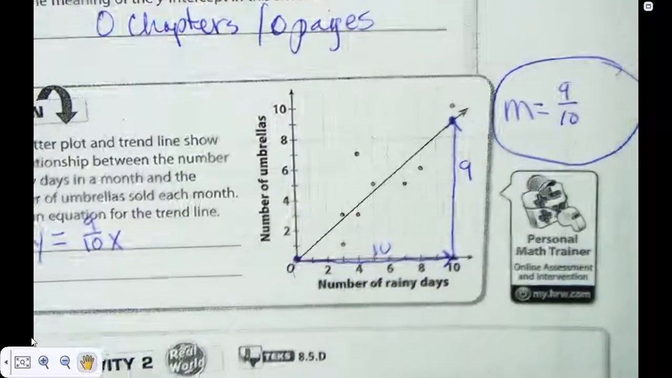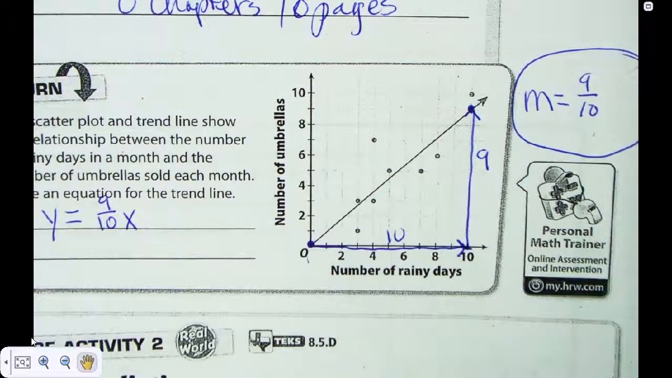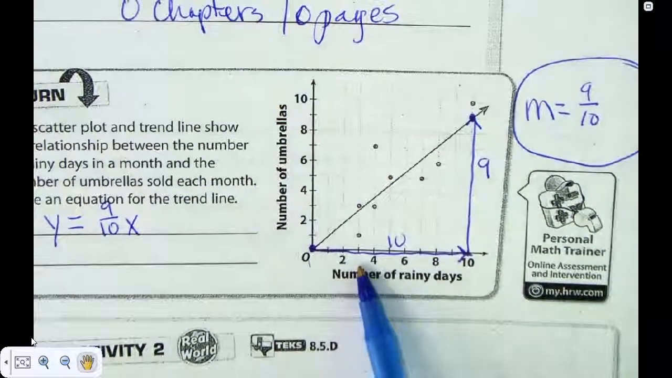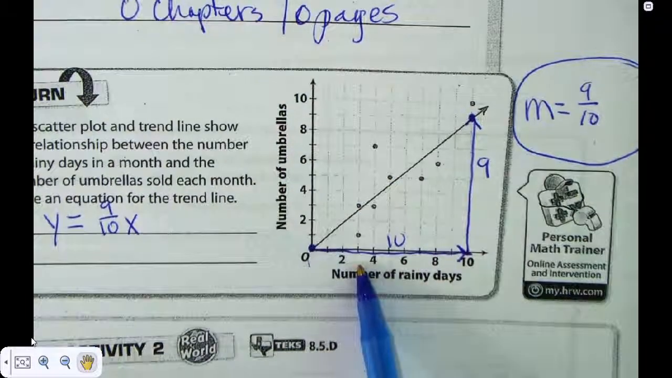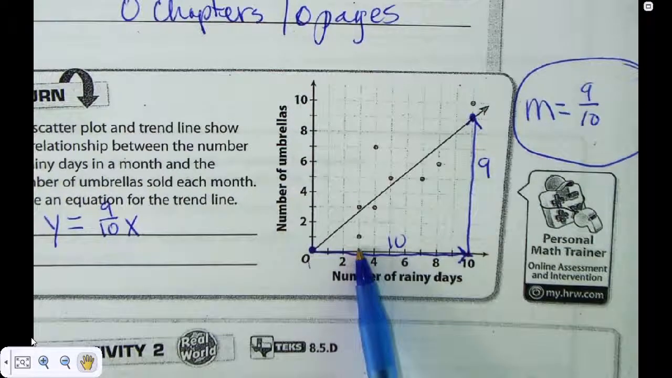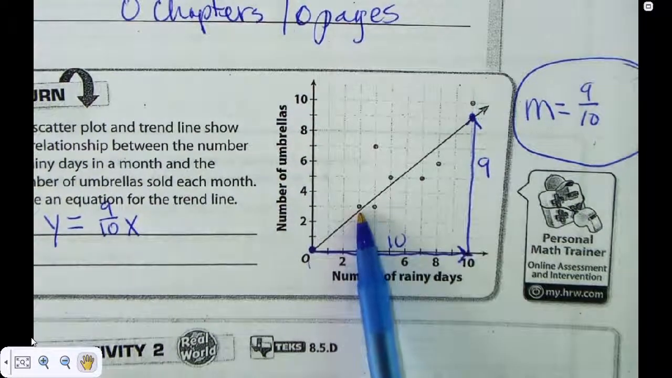Okay. Now, if I wanted to make a prediction, let's say for 3 rainy days, how many umbrellas were sold for 3 rainy days? On 3 rainy days, how many umbrellas? About 3. You can't buy 2 and a part of an umbrella.